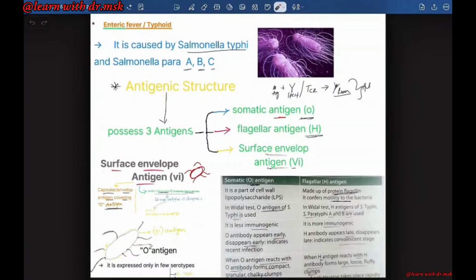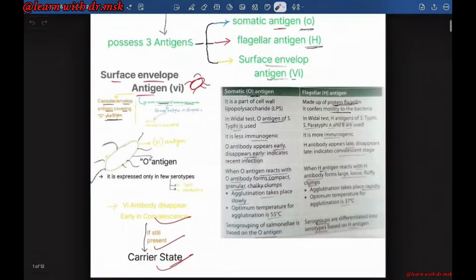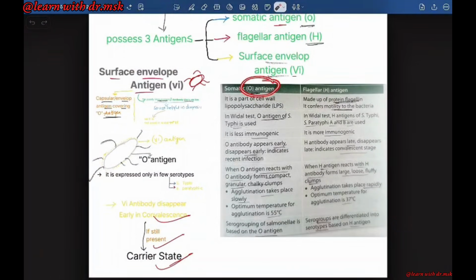Salmonella typhi exhibits antigens. They exhibit three types of antigenic structures. What are they? Somatic antigen, flagellar antigen, and surface envelope antigen. Let's discuss the somatic antigen and flagellar antigen side by side. What is the somatic antigen? It is a part of the LPS, lipopolysaccharide. What is the flagellar antigen? Salmonella typhi has flagella, and these flagella exhibit an antigen called the H antigen.